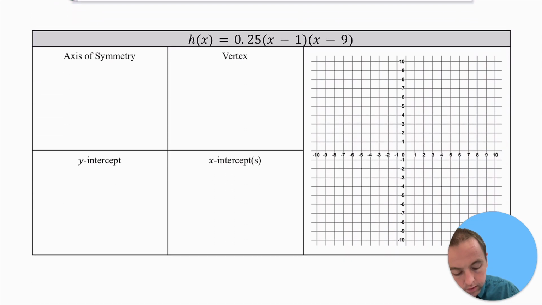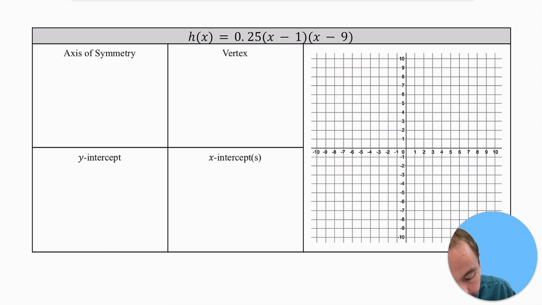All right, so let's take a look at graphing a parabola that's in intercept form. You can see that what we're going to graph right here is this function h of x equals 0.25 times x minus 1 times x minus 9, right? The biggest thing that is easiest to find when it's in a factored form is actually the x-intercepts. So we're going to start with that.